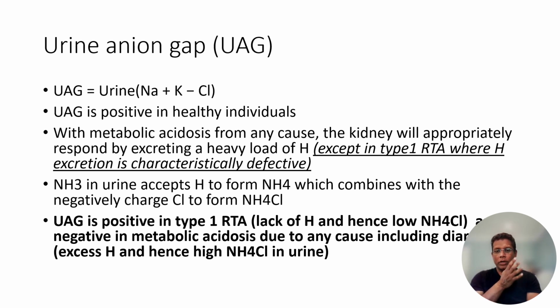So the point is, if you're acidotic due to any cause, your kidneys are trying to lose hydrogen. Hydrogen needs a buffer. Ammonia being a buffer, it combines with hydrogen and chloride to make ammonium chloride and goes out in the urine, which means your urine chloride will be high, and therefore the sodium plus potassium minus chloride equation will turn negative in usual acidosis. The exception is type 1 RTA, which is distal RTA, where the problem is inability to excrete hydrogen. If you can't excrete hydrogen, you're not going to make ammonium chloride, so your chloride stays low. So the urine anion gap is positive in type 1 RTA, as it's positive in normal people.